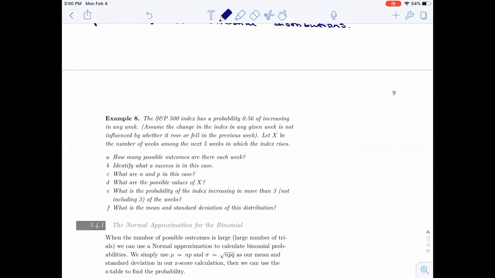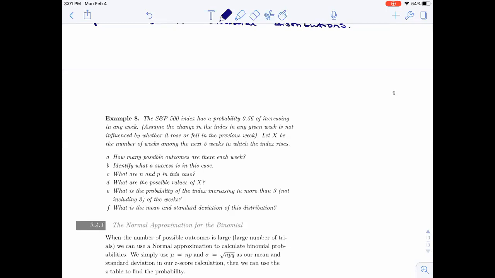See a typo right away. So let's do an example just to show what we're doing here and what we're dealing with. The S&P 500 index has a probability of 0.56 of increasing in any week. So this index, we've boiled it down to it can either go up or it can go down. We assume it doesn't stay the same. And so now we've got these 2 outcomes and that's it. So we have a binomial situation.